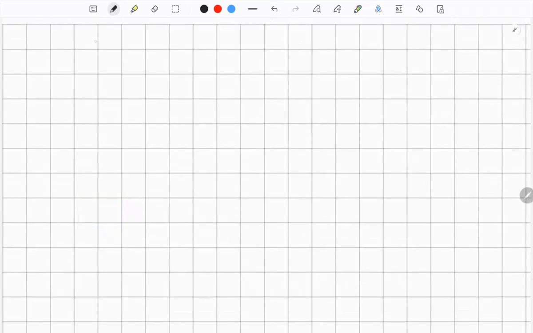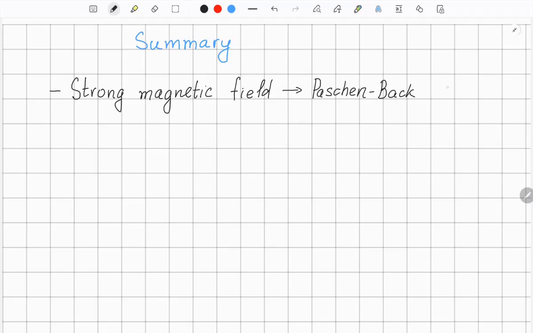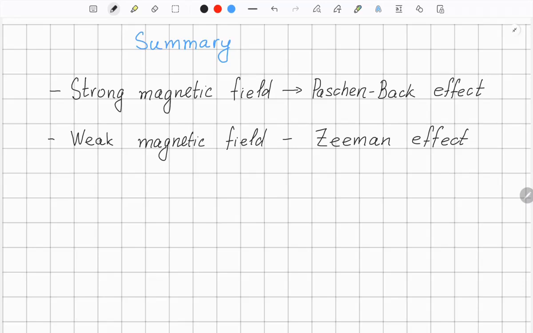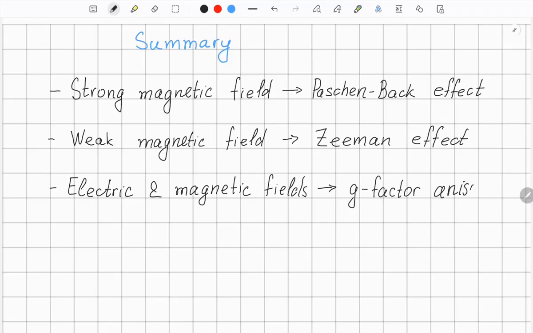To conclude, I would like to summarize the main topics discussed in this video lecture. We saw that when an atom is placed in a strong magnetic field, the Paschen-Back effect is observed, whereas in a weak field, we observe the Zeeman effect. Finally, we demonstrated that the combination of electric and magnetic fields leads to g-tensor anisotropy.